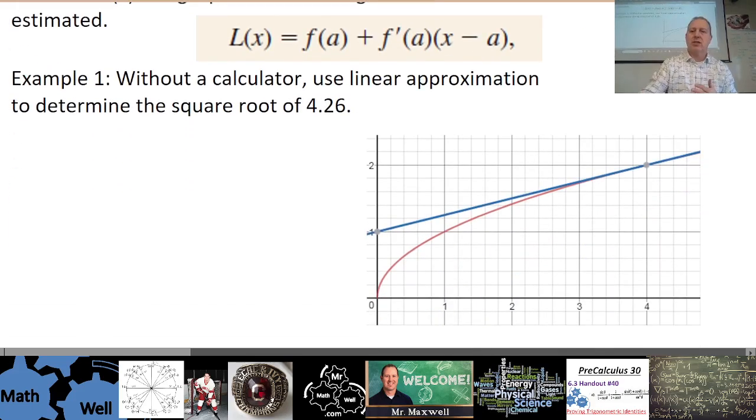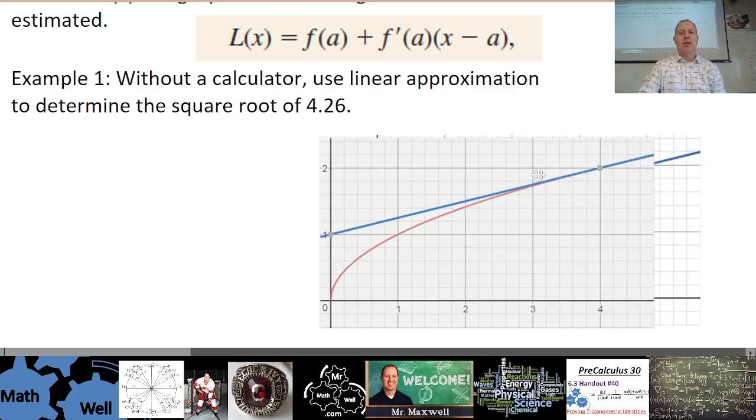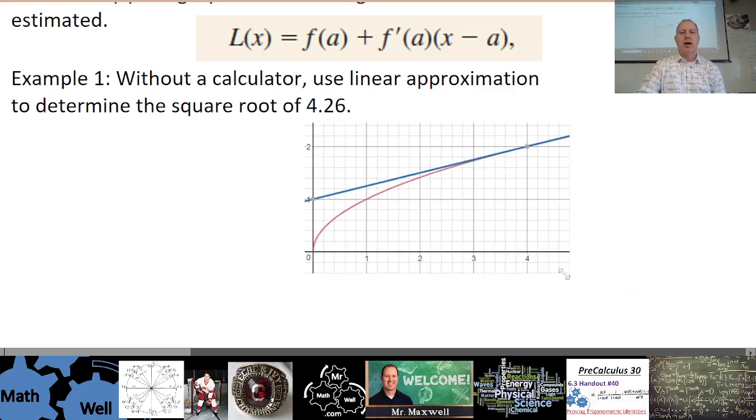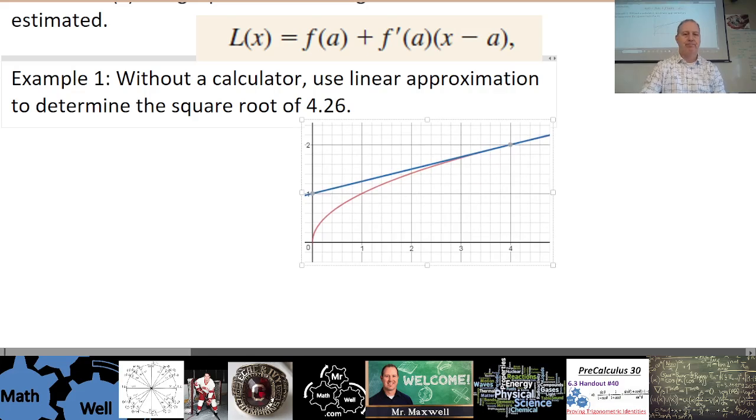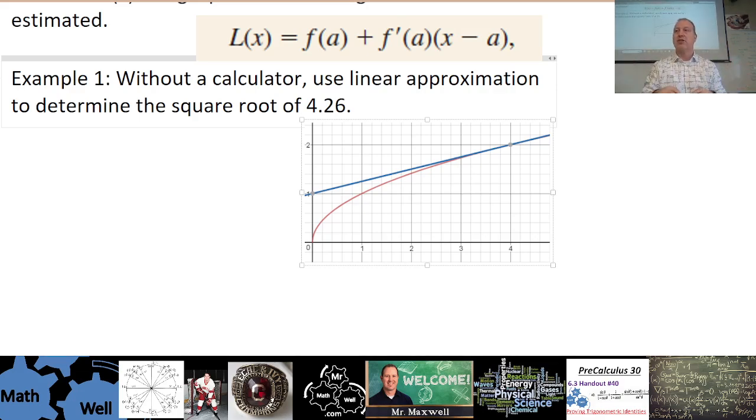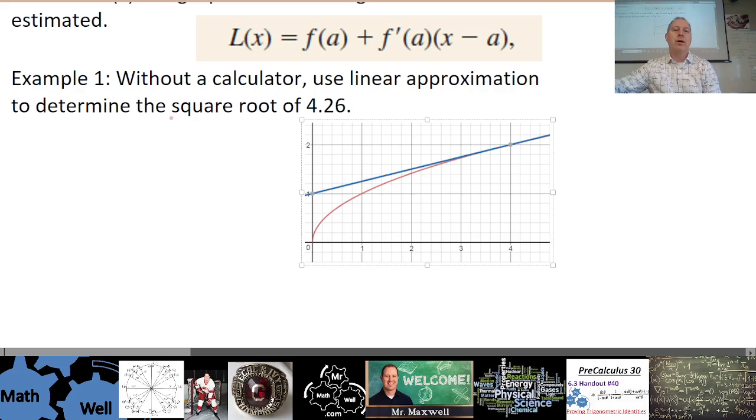So this is the type of example that you're going to see. They're going to say to you, without a calculator, so no calculators here on the AP exam. This will be a no calculator section. So you can't just go square root of 4.26 equals, here's the answer. Can't do that. You have to use your knowledge of calculus and your understanding of this formula to show a linear approximation of the square root of 4.26.